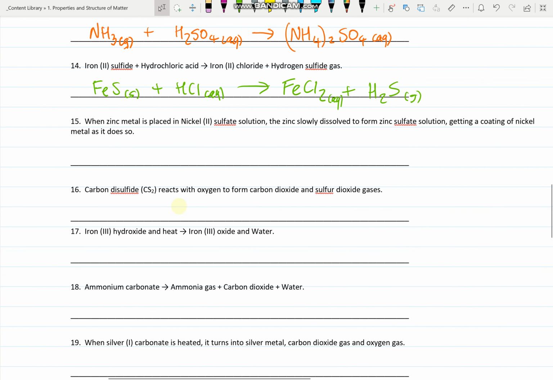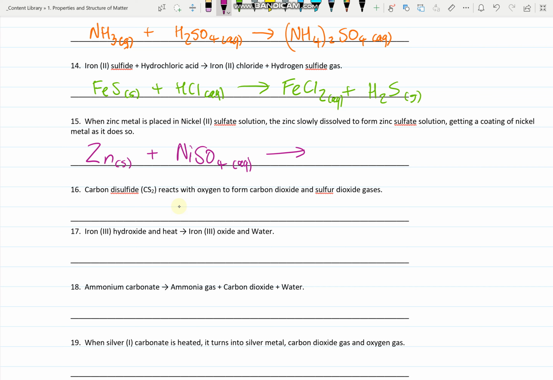So zinc metal solid, we just write zinc by itself. Nickel 2 sulfate. I think we've encountered that already. I think that's got a color from memory. Green comes to mind. I can't be sure, but this would be a green solution if you physically did this.